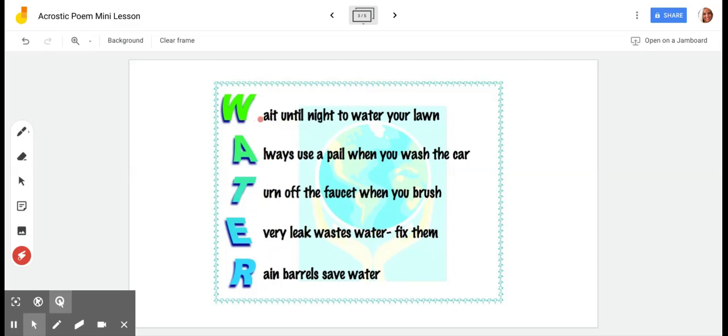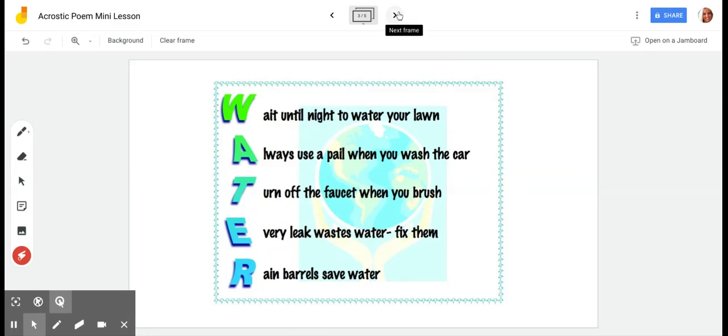Let's read. Wait until night to water your lawn. Always use a pail when you wash the car. Turn off the faucet when you brush. Every leak wastes water. Fix them. Rain barrels save water. So as you notice, each line or phrase has to do with water. And the author in this poem didn't talk about just one type of water. They had a variety of water.